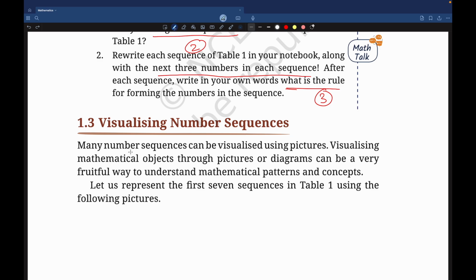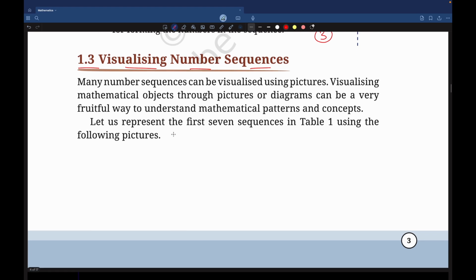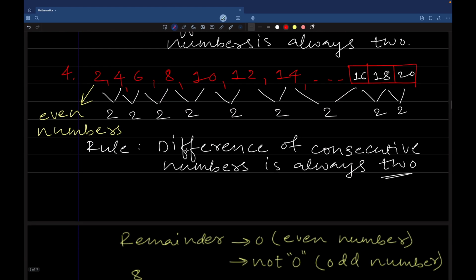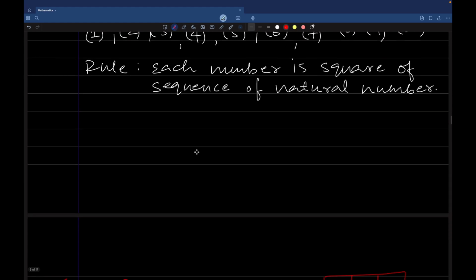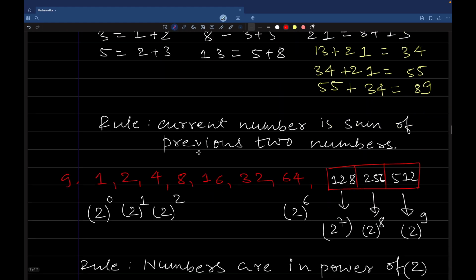Everyone, in the last lecture we covered topic 1.2, that is patterns in mathematics. In this lecture we are going to cover topic 1.3, visualizing number sequences. This is lecture 1, patterns in mathematics.